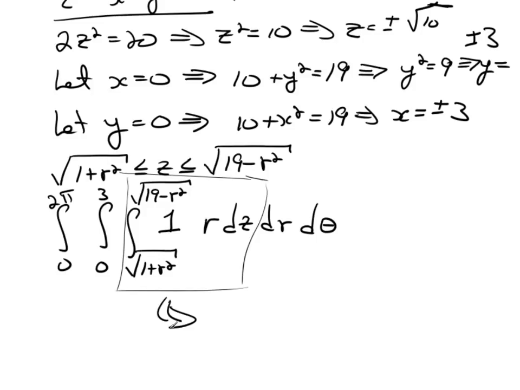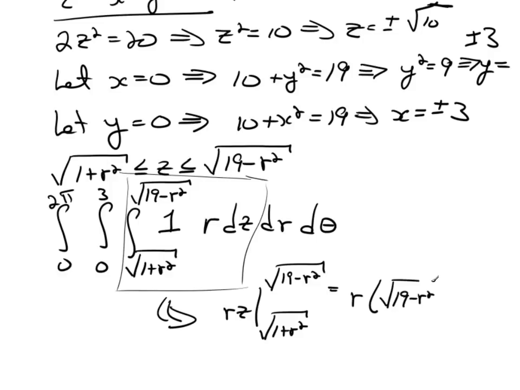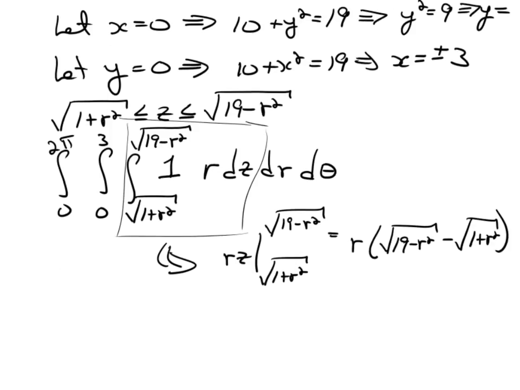And what I'm going to get is, integrating with respect to z, r times z, evaluated from the square root of 1 plus r squared to the square root of 19 minus r squared, which is simply r times the square root of 19 minus r squared minus the square root of 1 plus r squared. Now I'm going to integrate with respect to r next, and that's going to make this pretty nice. I'm going to need that r for u substitution.